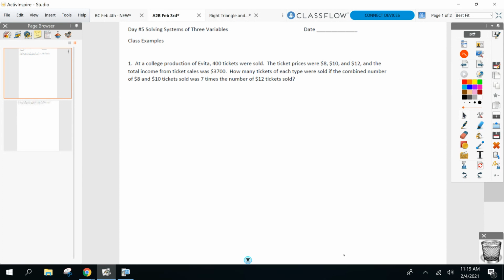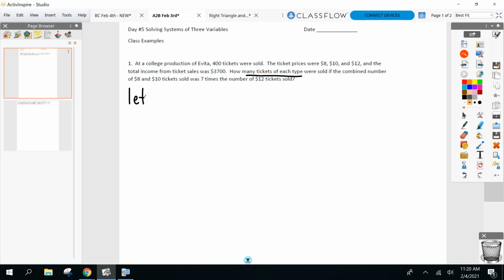And I also threw in this little thing at the end that if you take the $8 and the $10 tickets sold, that's equal to 7 times the number of $12 tickets sold. So do you guys see I have 3 variables? I'm going to have 3 variables and why. It's asking me for how many tickets of each type.